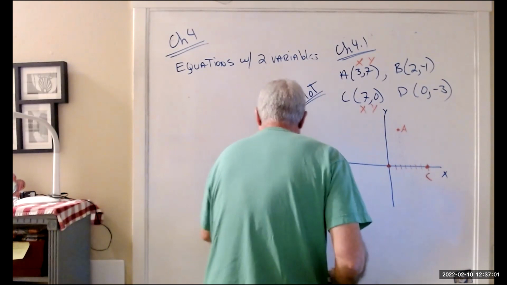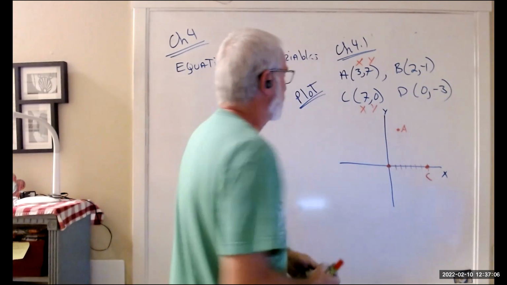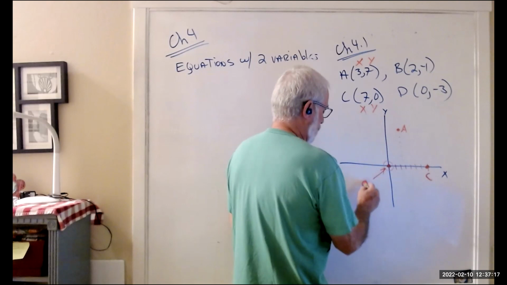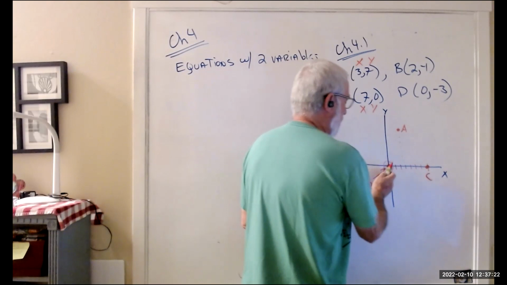Okay, so for me, B says go over 2 on the X. Again, you always start here. This is called the origin. So when you're plotting, you start back here at 0, 0. Okay, 0, 0.